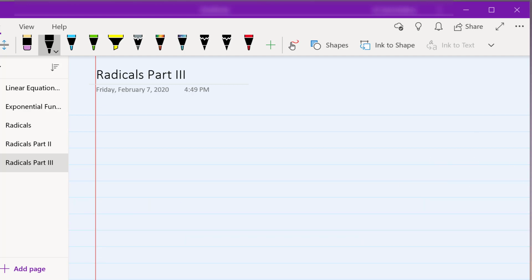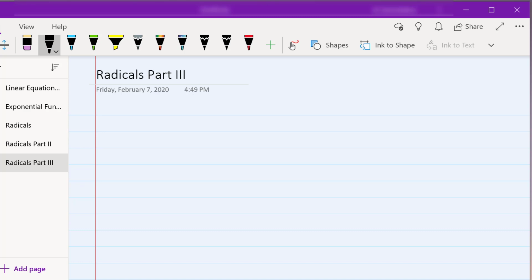We're going to continue our adventure on radicals with radicals part 3. Be sure to check out my previous videos on radicals part 1 and 2. Today we're going to be doing slightly more complicated things, but make sure you look at radicals part 1 and 2. And if you're good with that information, you'll be good with this information.